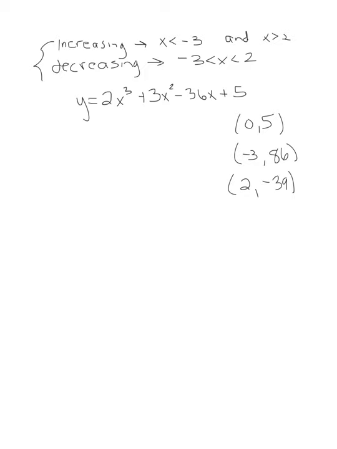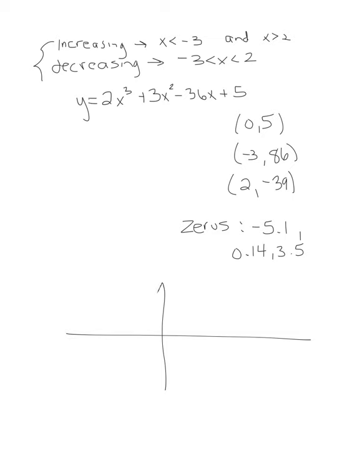And then again, because this is not factorable, it's not nice, feel free to use some technology, and you'll see that your roots are at negative 5.1, 0.14, and 3.5. So with all of this information, I am able to draw a quick sketch of what's happening here. I'm not going to include a lot of detail. This is just a very quick sketch.